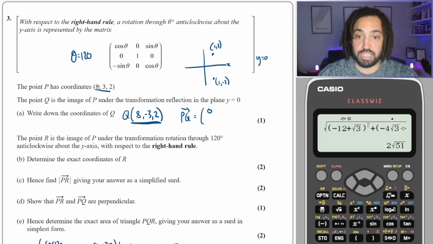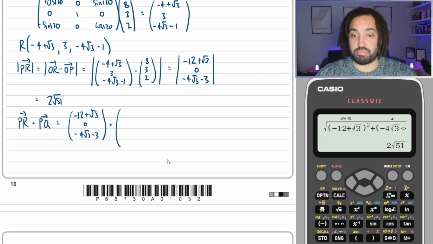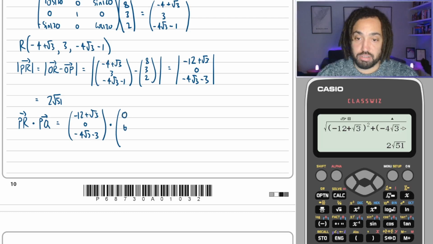0 for the X. The gap between the Y's is going to be 6, and the Z's are both 2, so when I subtract one from the other I'm going to get 0 as well. So P to Q is 0, 6, 0. Okay, so 0, 6, 0.